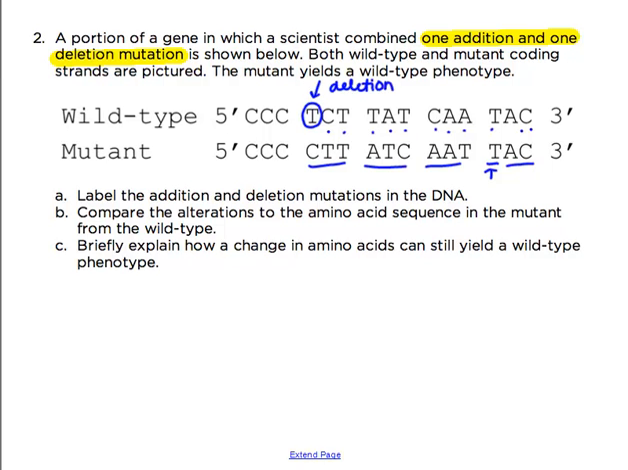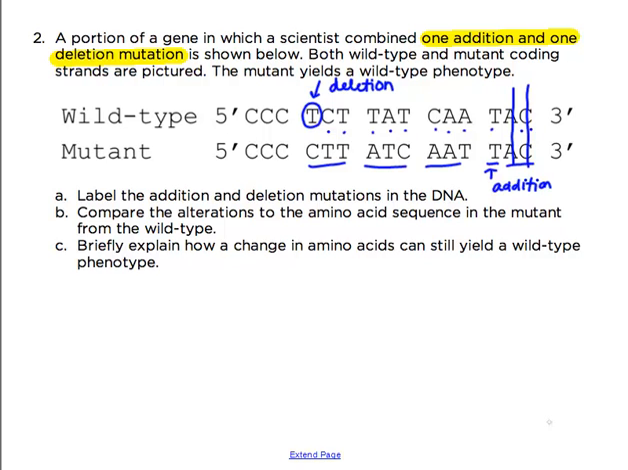They deleted that thymine, which caused a frame shift over one nucleotide. And then they added this T here, so let's write the addition here. When they added that thymine in, it reverted the reading frame back, which is why this A and this C line up. Part B. Compare the alterations to the amino acid sequence in the mutant from the wild type.